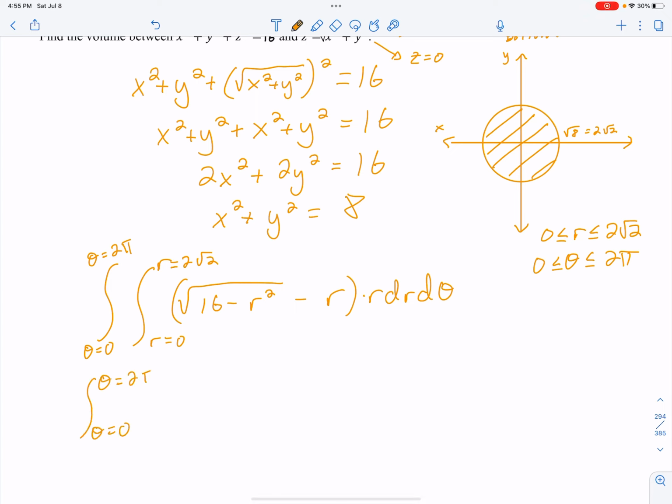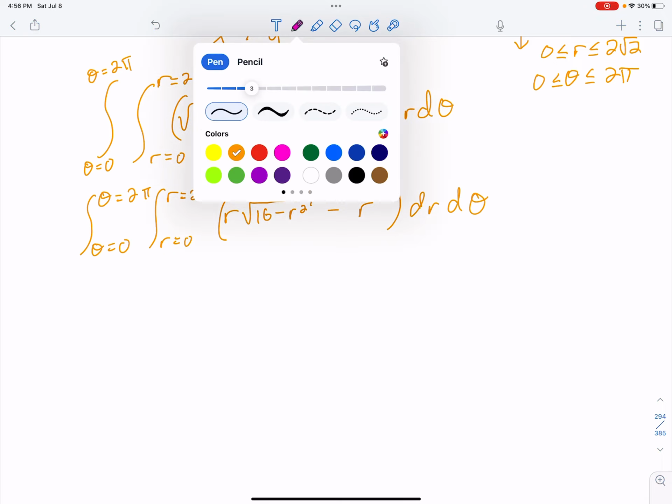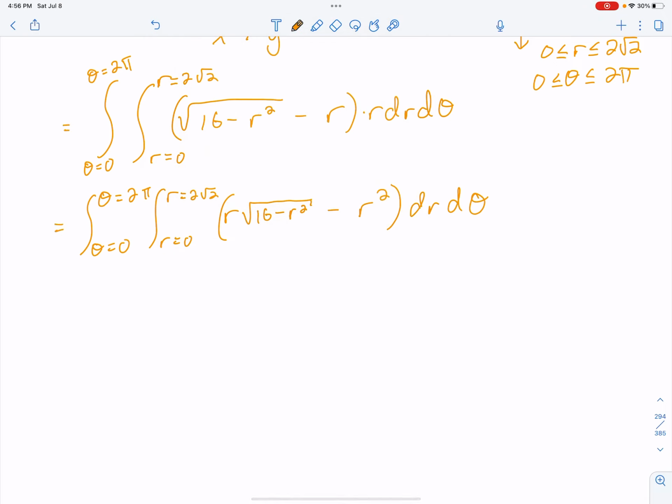The other one, let's just multiply so you can see it. Theta equals 0 to 2 pi, and then I rewrite my bounds for this, 0 to 2 root 2. And then we're going to get r times the square root of 16 minus r squared, and then minus r squared, all that dr d theta. This is a u sub for that first one. I'm going to split my integrals to make it easier. Anytime I get a little insecure about it, I just do two integrals. So theta equals 0, theta equals 2 pi.